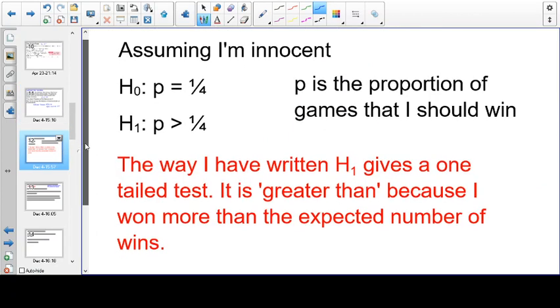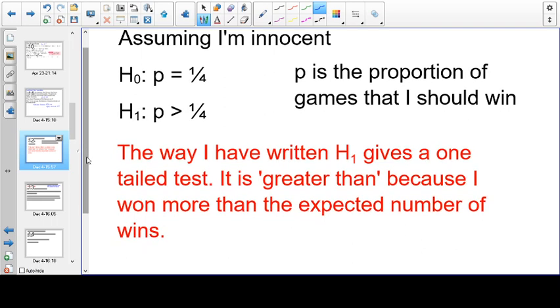So let's do some maths. Assuming I'm guilty, then the null hypothesis, H0, is that the probability of winning is a quarter. So we're assuming that the game is fair. Now, because I've won more than a quarter of the games, the alternative hypothesis in this case is that the probability is now greater than a quarter. By cheating, I've increased the chances of me winning.